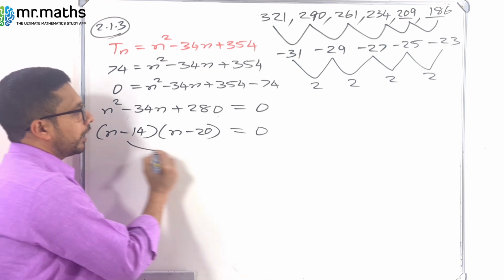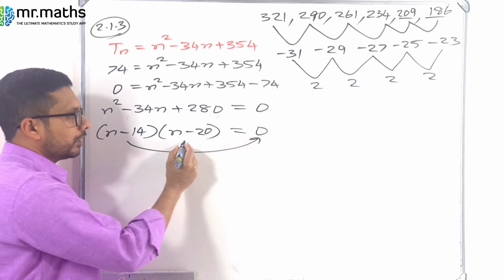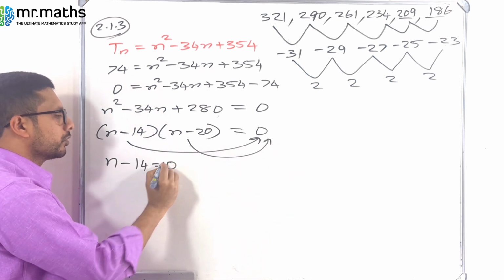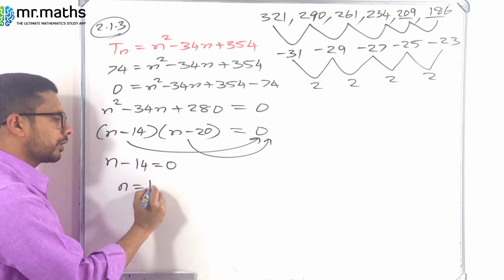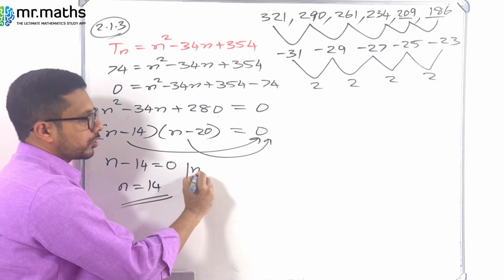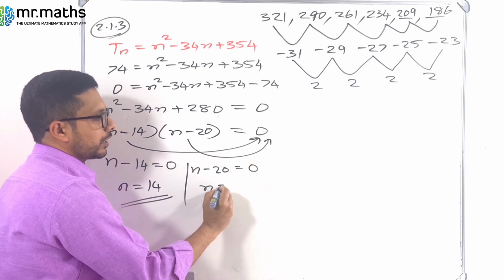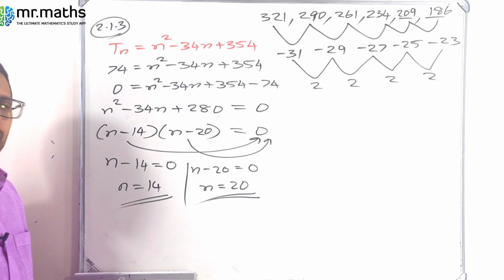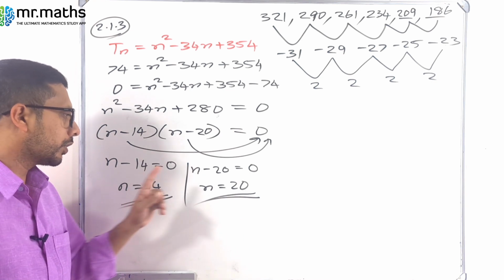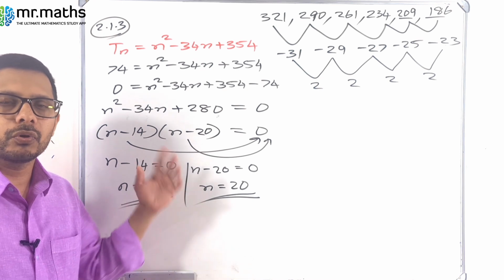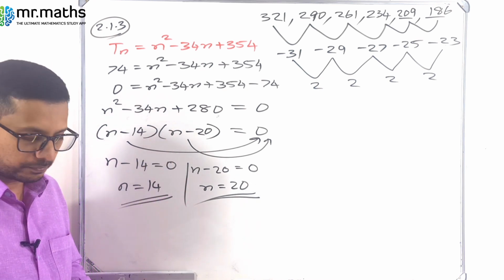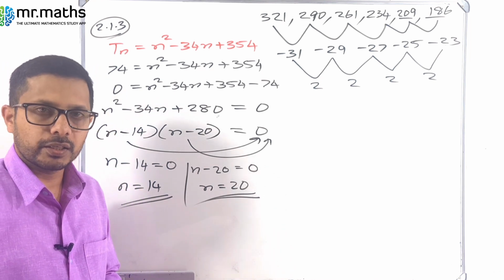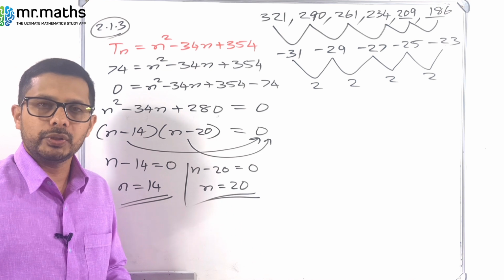So from here either n minus 14 is equal to 0 or n minus 20 is equal to 0. So n minus 14 is equal to 0. What is n? Take this minus 14 to the other side, so it is positive 14. n minus 20 is equal to 0, so n is equal to positive 20 on the other side. So you will get two answers for n, 14 and 20. That means the 14th term is 74 and the 20th term is also 74. That is why it is written which terms of the sequence. So there are two terms, the 14th and 20th.